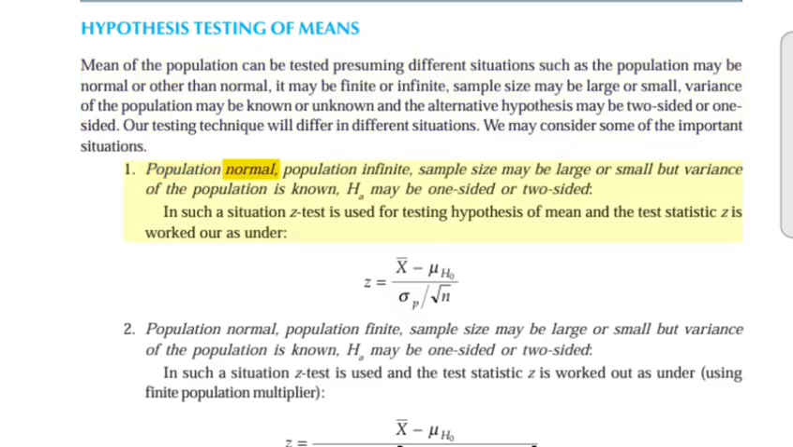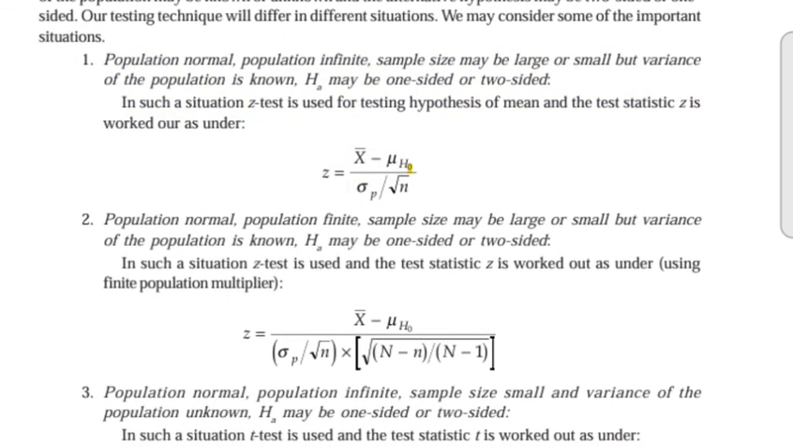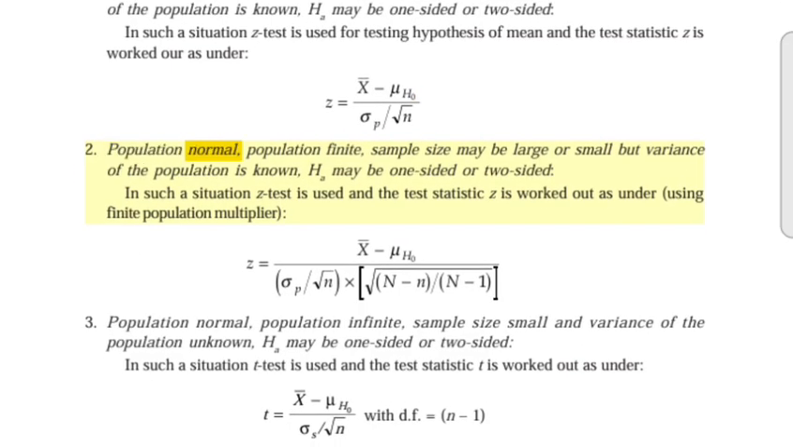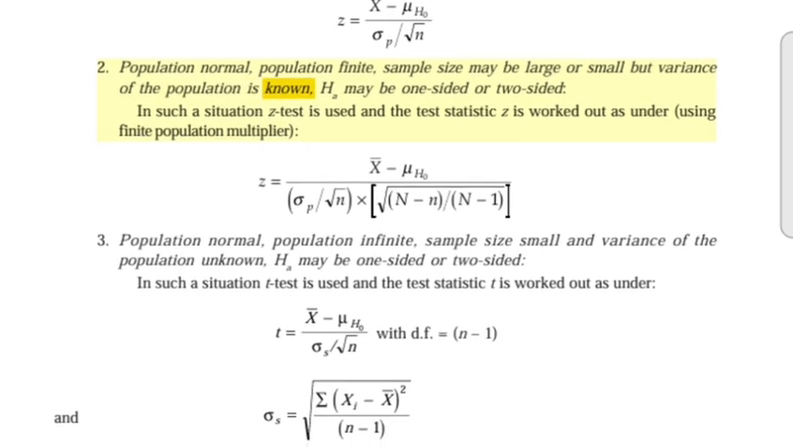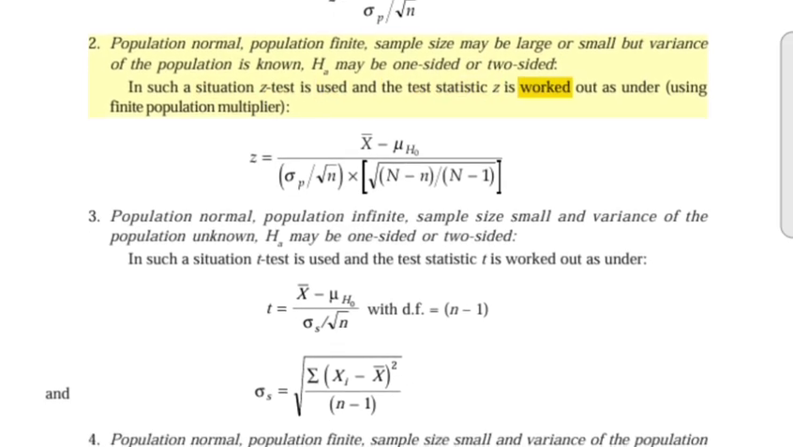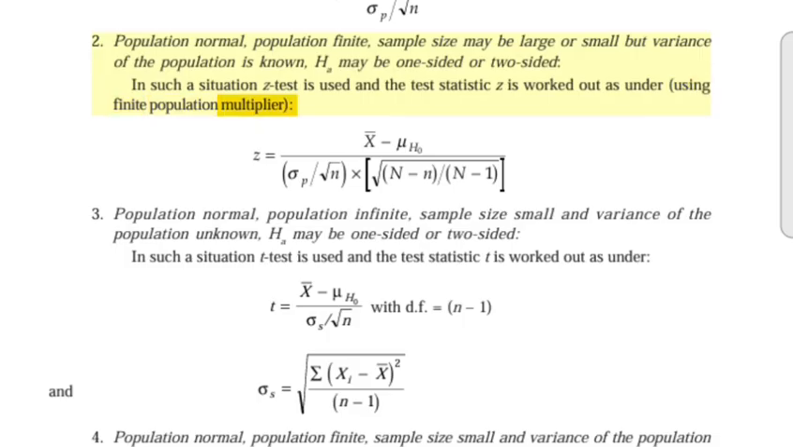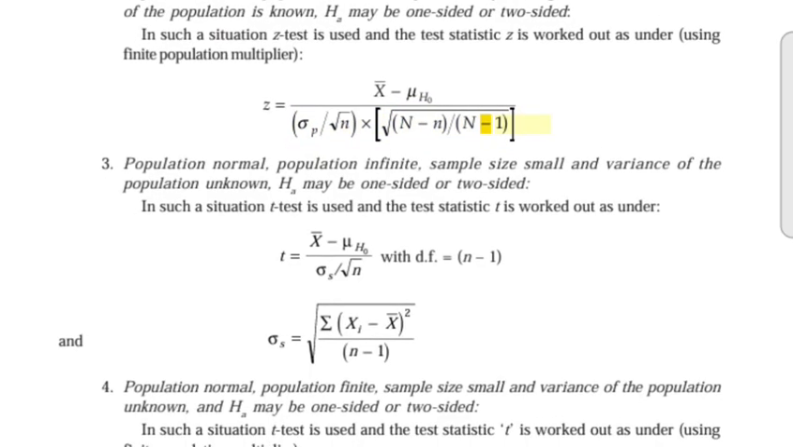1. Population normal, population infinite, sample size may be large or small but variance of the population is known, Ha may be one-sided or two-sided. In such a situation, the z-test is used for testing the hypothesis of the mean, and the test statistic z is worked out as under: z = (X̄ − μH0)/(σp/√n). 2. Population normal, population finite, sample size may be large or small but variance of the population is known, Ha may be one-sided or two-sided. In such a situation, the z-test is used and the test statistic z is worked out as under, using the finite population multiplier: z = (X̄ − μH0)/((σp/√n)·√((N − n)/(N − 1))).